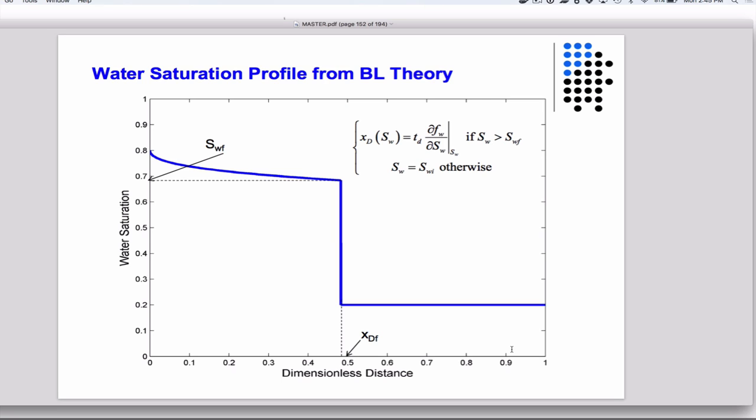And so this is a good verification problem for a code. If we were to code up those equations earlier, assuming there's no capillary pressure and no gas phase, those were 1D equations, so we have a 1D reservoir. We should be able to, in the limit as delta X and delta T go to zero, get a profile that matches this exactly. So we'll stop there today.